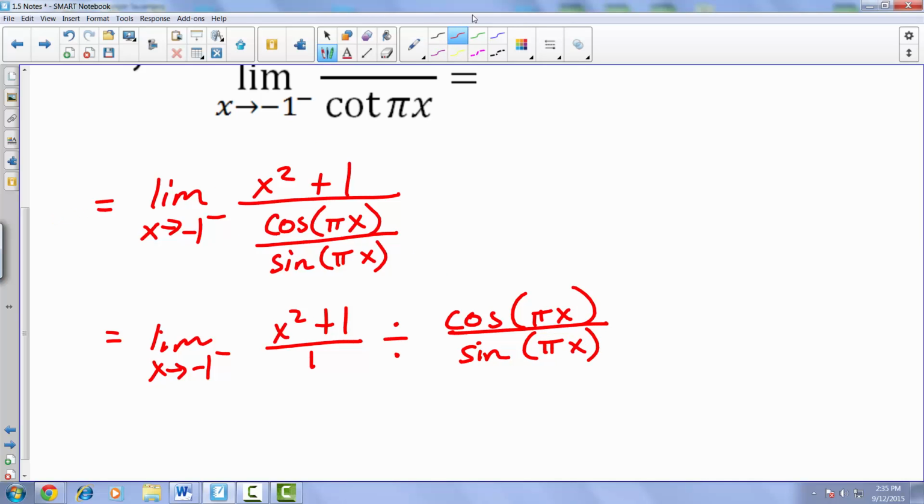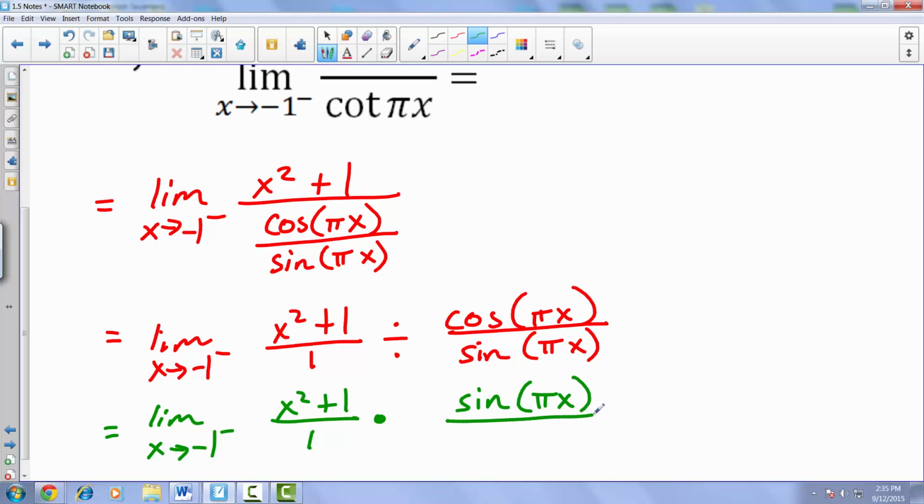Well, anytime you're dividing by another fraction, you can actually multiply by its reciprocal. So we end up then with the limit as x approaches -1 from the left of x squared plus 1 over 1 times the reciprocal of this. So we have sine of pi x divided by cosine of pi x.